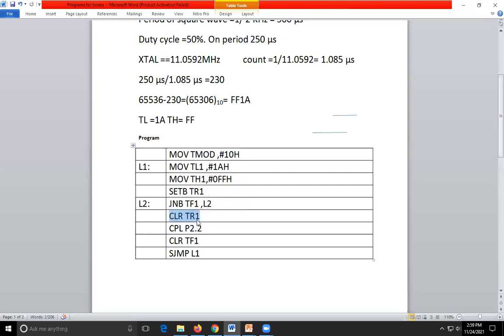Then clear the timer, then complement the port 2 pin. Means if the port 2 pin contains the value 1, after this complement it becomes 0. So CPL is a very important line. If you miss this line, your whole program will be 0. So CPL P2.2 is very, very important. You complement the port bit; if it's 0, it becomes 1.